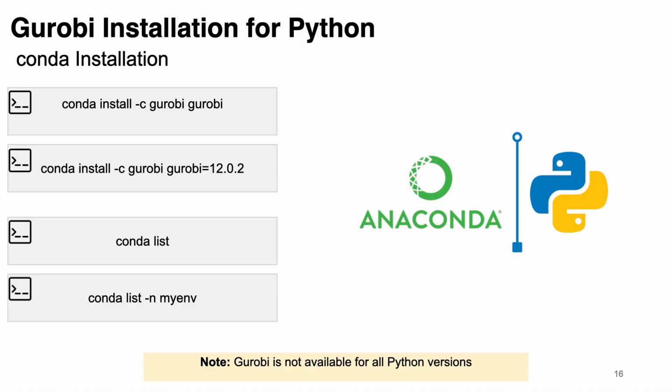One important reminder: Gurobi is optimized for specific versions of Python. Before you install, ensure your environment is compatible. You can always check your current setup by typing conda list, or conda list followed by your environment name. This ensures all your tools are perfectly synchronized before we start modeling.